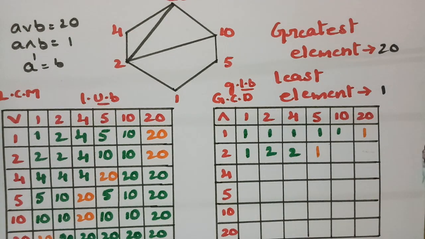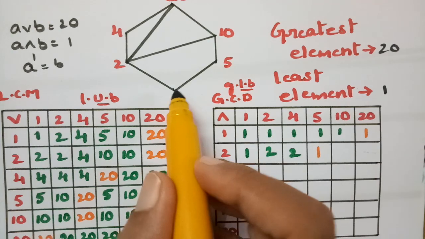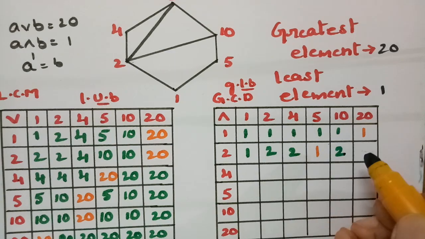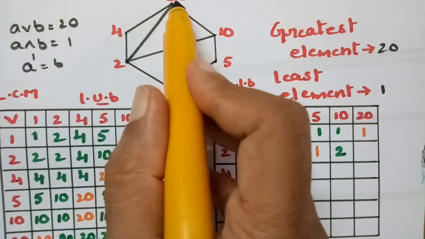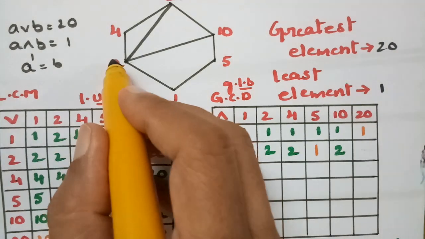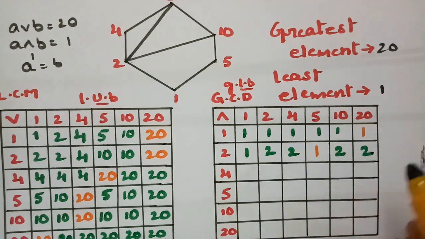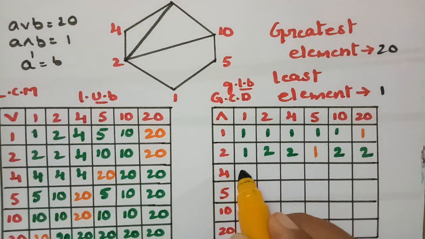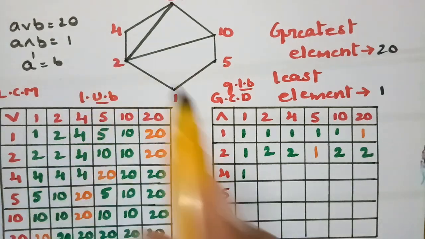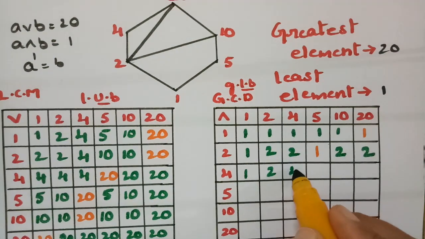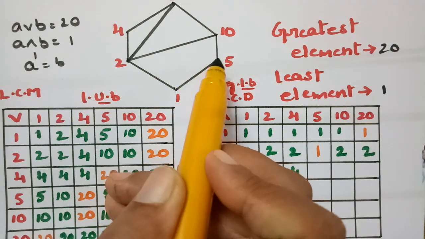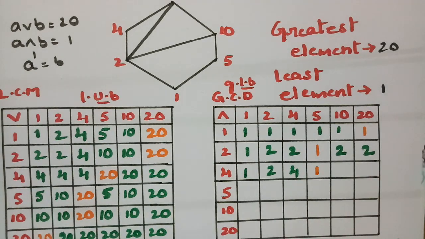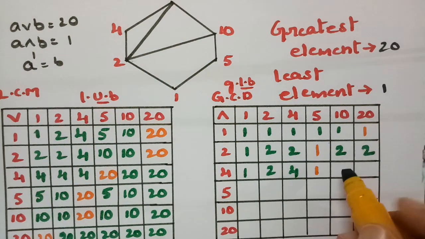Among 2 and 10, the lower bound here is 2. And among 2 and 20, the lower bound here is 2. Among 4 and 1, 1 is the lower bound. Among 4 and 2, 2 is the lower bound. Among 4 and 4, 4 is the lower bound. Among 4 and 5, they meet at a point 1 here. 4 and 10, they meet at a point 2 here.